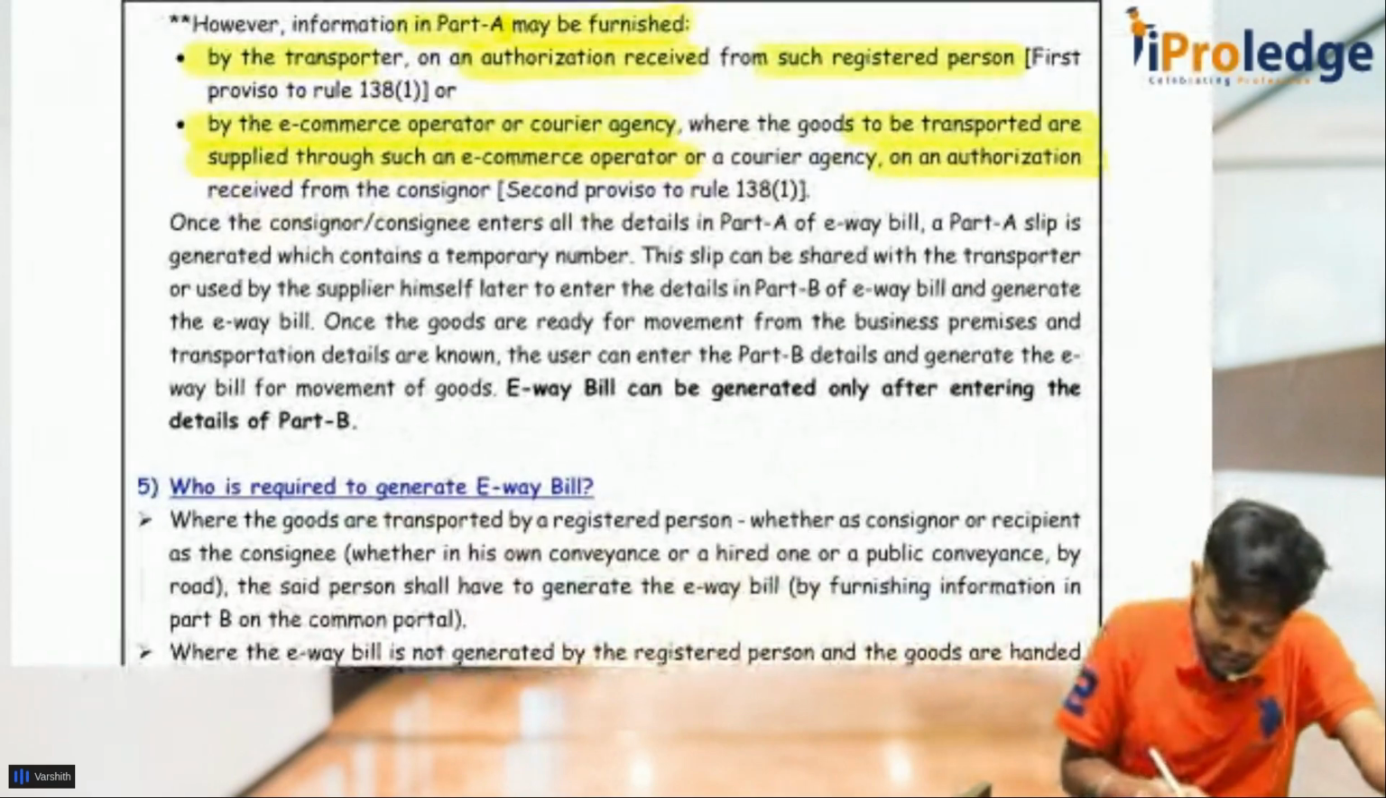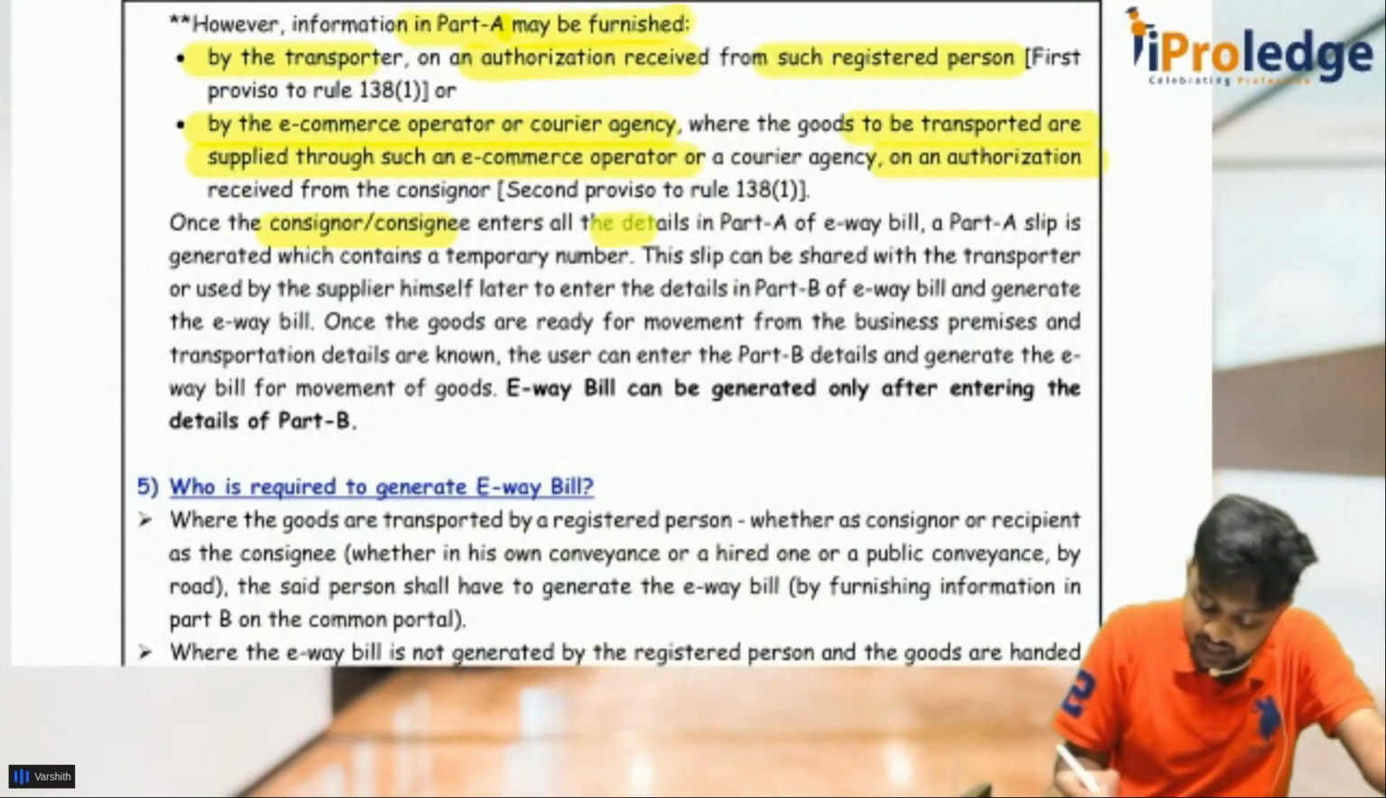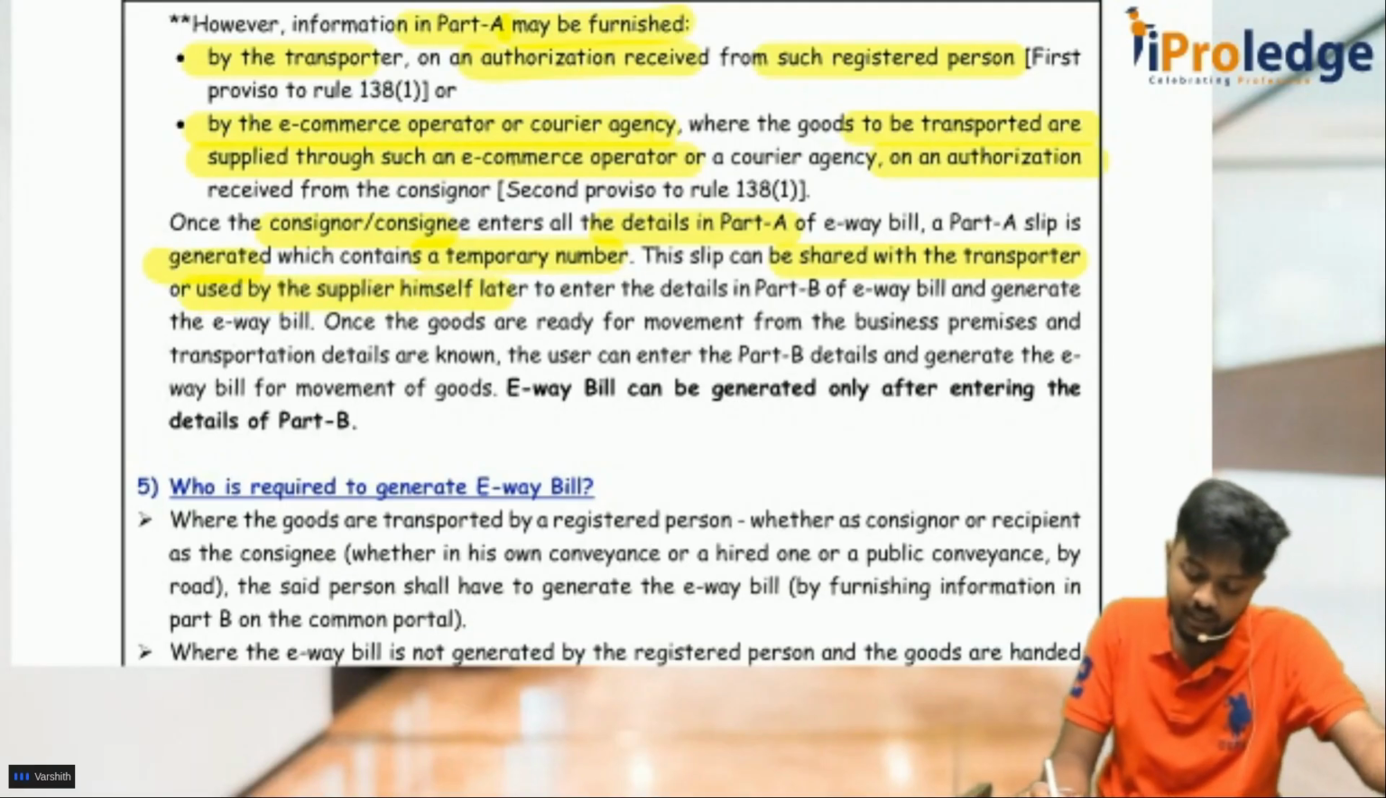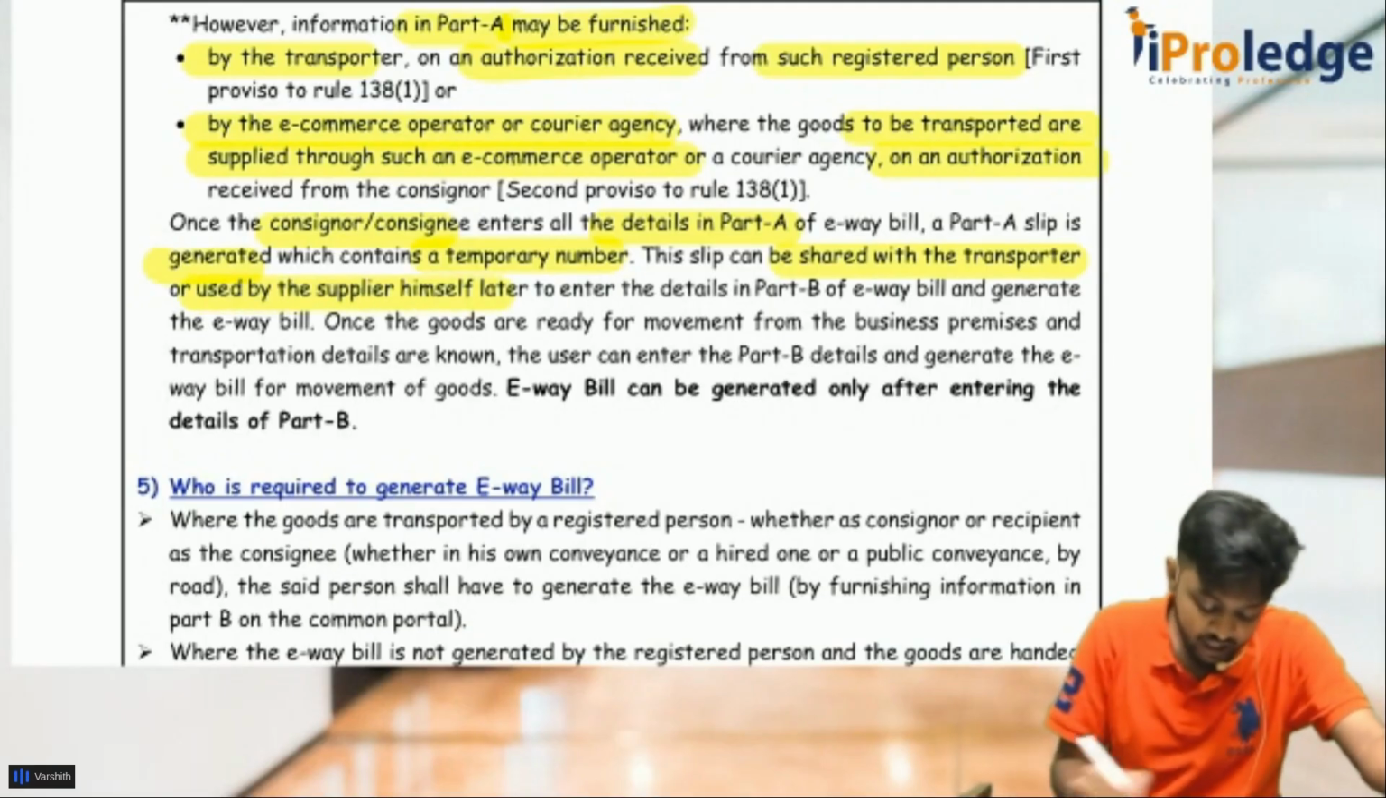Once the consignor or consignee enters all the details in part A of the e-way bill, a part A slip is generated which contains a temporary number. This slip can be shared with the transporter or used by the supplier himself later to enter the details in part B of the e-way bill and generate the e-way bill.